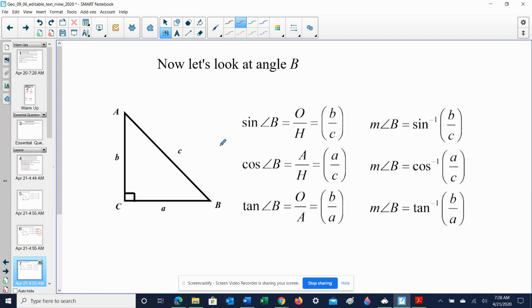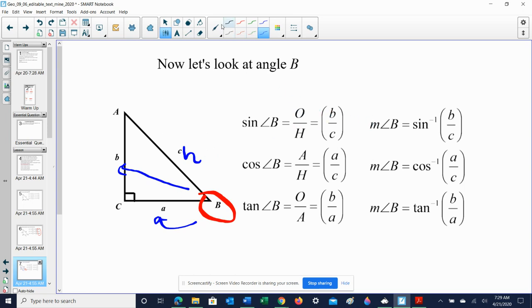So let's look at angle B now. Things are going to change slightly. And I'm going to put different numbers in for angle B. I probably should use the same numbers, but that's okay. So if I'm at angle B, things change now. Angle B, the opposite from angle B. If I'm over here now, opposite angle B is over there. Adjacent to angle B is over there. C is still my hypotenuse.